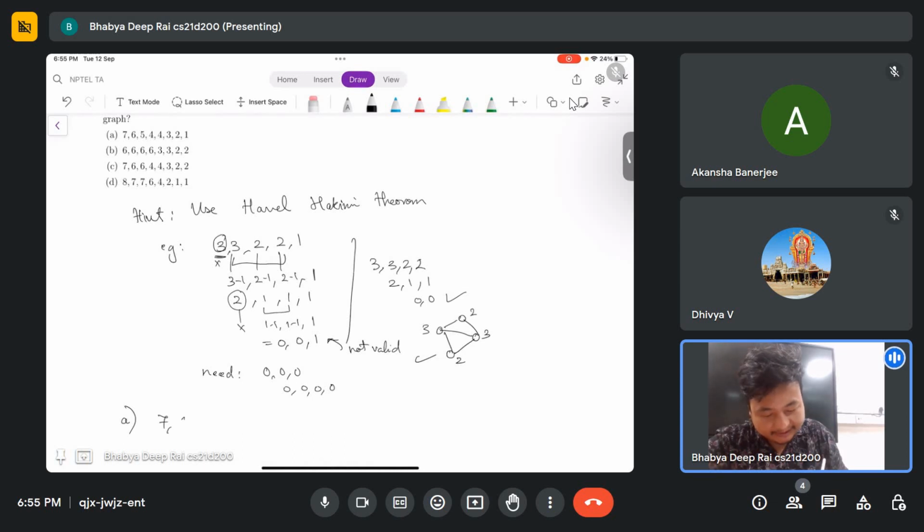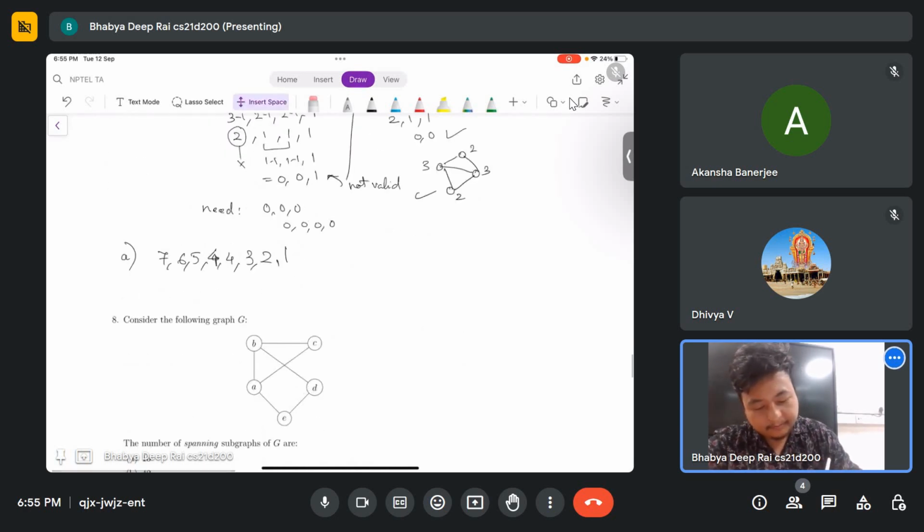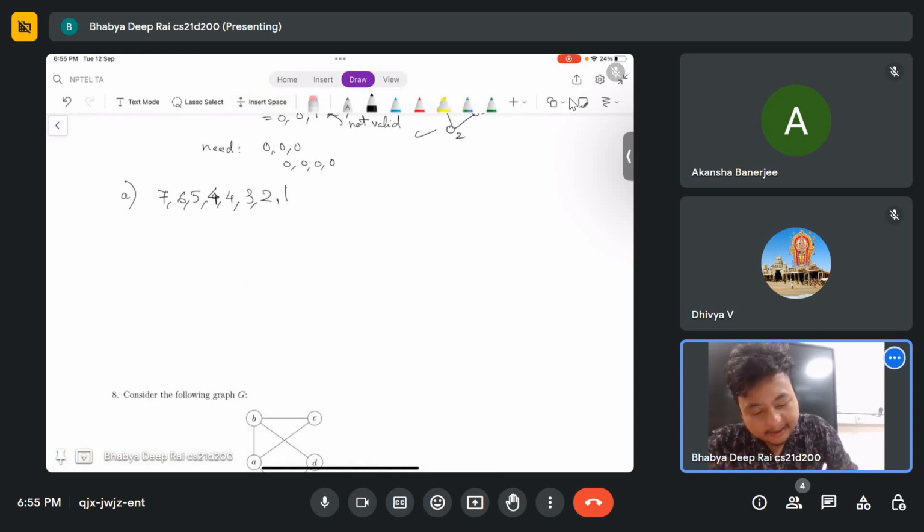So A says 7 6 5 4 4 3 2 1. Let's try. This becomes, remove the 7, choose the next 7 elements. For the first one at least I'll write 6 minus 1, 5 minus 1, 4 minus 1, 4 minus 1, 3 minus 1, 2 minus 1, 1 minus 1. So this will become 5, 4, 3, 3, 2, 1, 0.